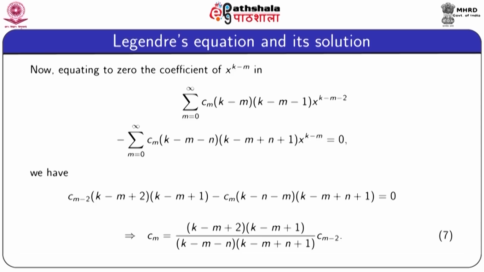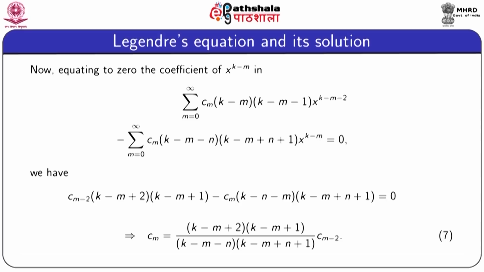Now, what will be the coefficient of x to the power k minus m in this particular summation? What you do here is, I will replace this m by m minus 2. Please note this is a minus sign here. So, if I replace this m by m minus 2, this becomes k minus m plus 2 and minus 2. So, the plus 2 and minus 2 cancel, and you are left with x to the power k minus m. When you do that here, you have to do the similar thing here, and here. That is, you replace each of this m by m minus 2.